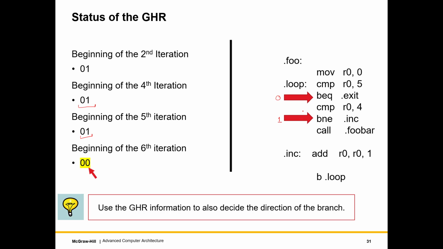However, at the beginning of the sixth iteration, the status will be different. Why? Because let us see what happens in the fifth iteration. This branch is not taken. There is an equality over here, hence this branch is also not taken. As a result, when I reach the beginning of the sixth iteration, which is this point, and I look at my GHR for the status of the last two branches, which would essentially be this branch and this branch in the previous iteration, the status would be 0, 0.